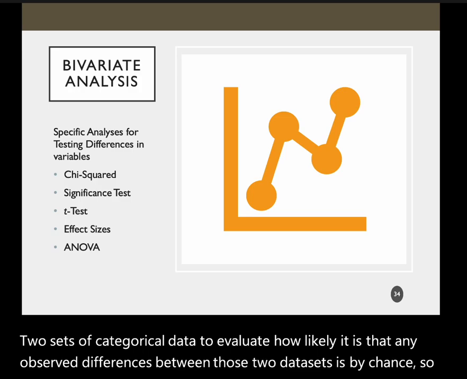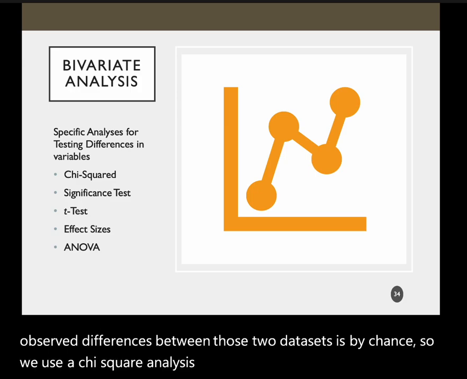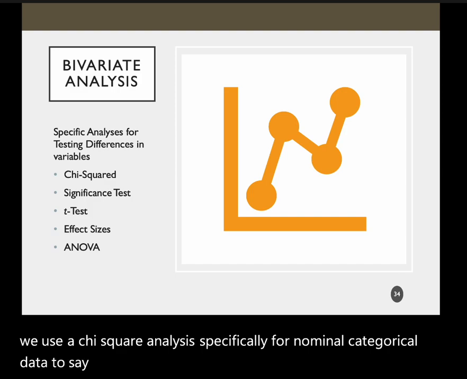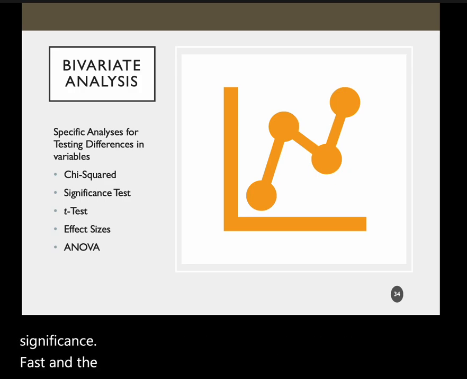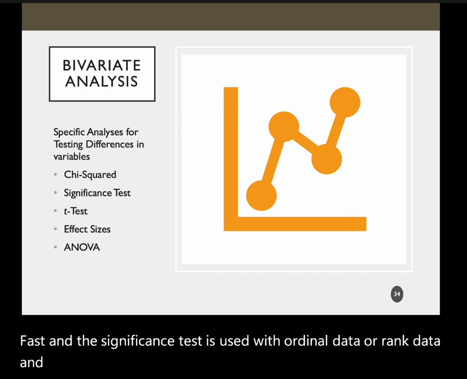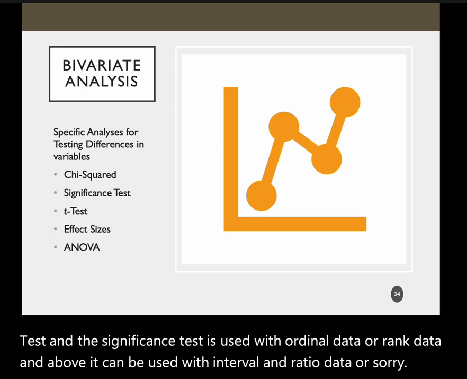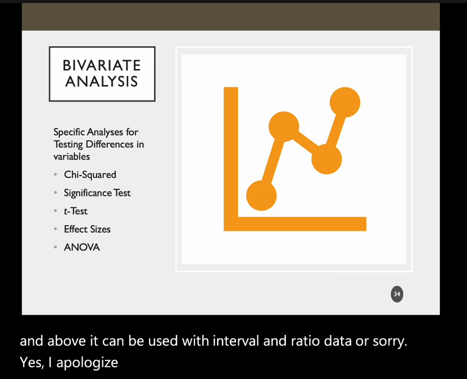So we use a chi-square analysis specifically for nominal categorical data to say, in any differences in these variables, how likely is it that these differences are due to chance? We also have a significance test, and a significance test is used with ordinal data or rank data, and above. It can be used with interval and ratio data. It can also be used, okay.